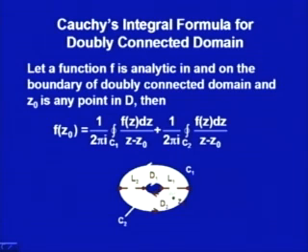What we could do is divide it into two simply connected domains, and in each simply connected domain we will use the Cauchy integral formula and Cauchy integral theorem. Let us see how we are going to do it. This is my doubly connected domain, which we have cut open into two simply connected domains D1 and D2, and z0 I have taken in the domain D2.